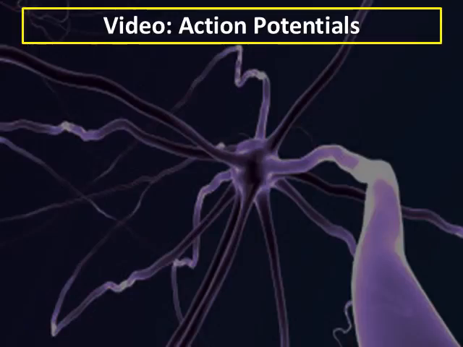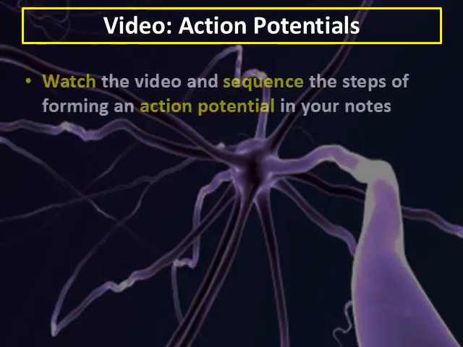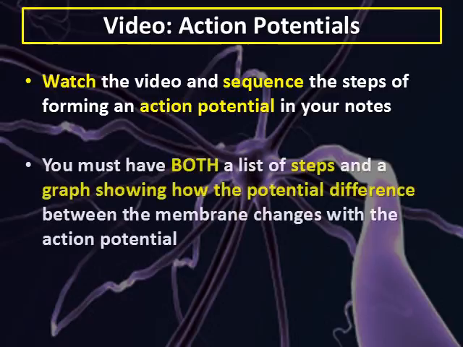Okay, so maybe that was super confusing and you need a little bit more of an explanation. So let's go through this video. I've got a nice video. Watch it as many times as you need to, and I want you to sequence the steps of an action potential in your notes. In addition to listing the steps, I want you to make a graph showing how the potential difference between the inside and outside of the membrane is changing as we go through an action potential. I want you to make both of these in your notes so you can see an action potential as it's drawn out on a graph, and in terms of sodium coming in, potassium going out, things like that. Okay, so you have to understand it in multiple ways.